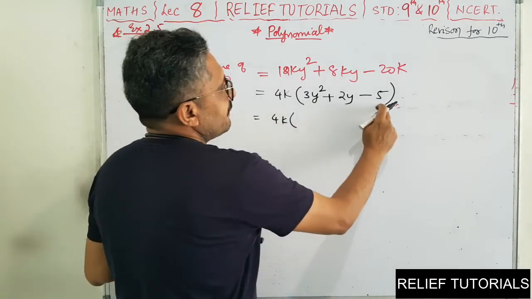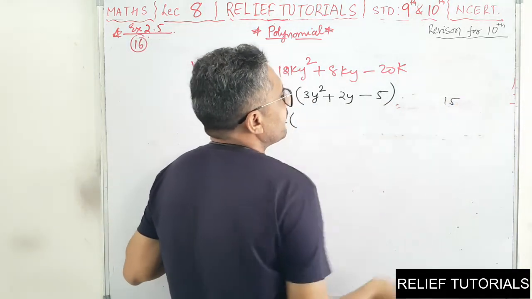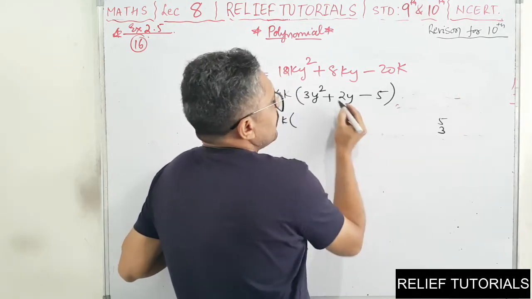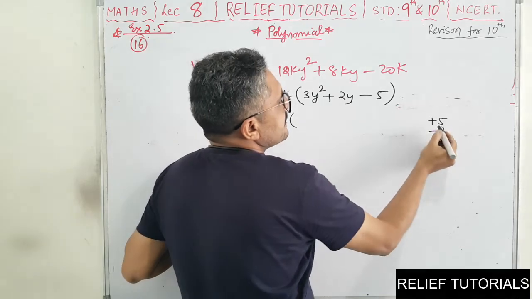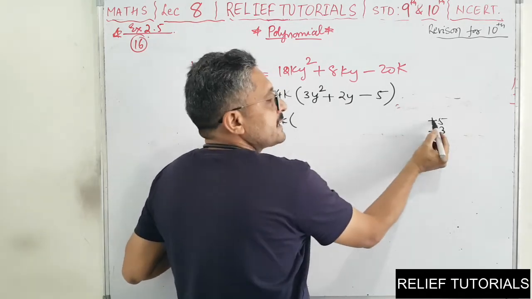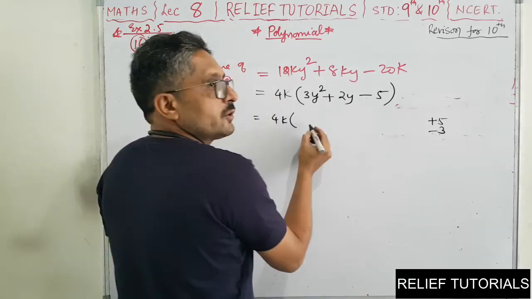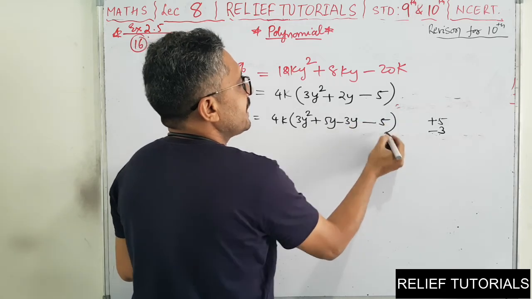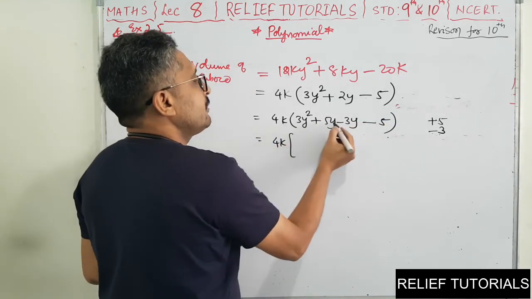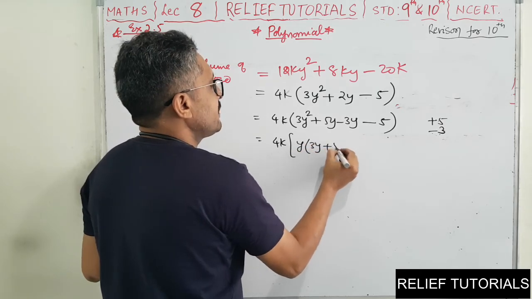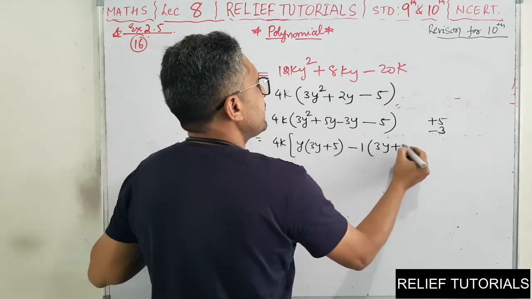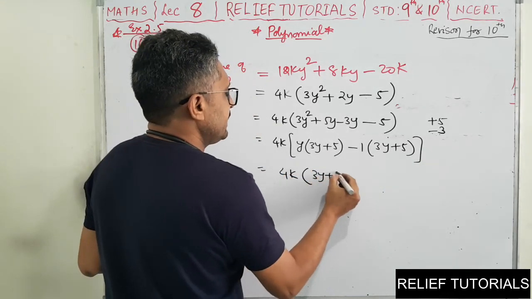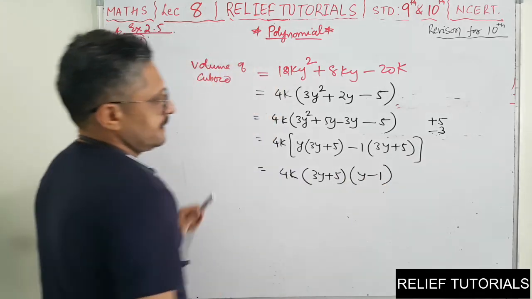So the factor of this polynomial is 4k. Now you will find factors of 3 into 5, 15, such that you get 2. So 5 threes are 15. So I will write here plus 5, minus 3, plus 2. Plus into minus is minus. Clear? So you will write 3y² + 5y − 3y − 5. So 4k, now we will take common: y common, so 3y + 5, minus 1 common. Now you will get 4k(3y + 5)(y − 1).